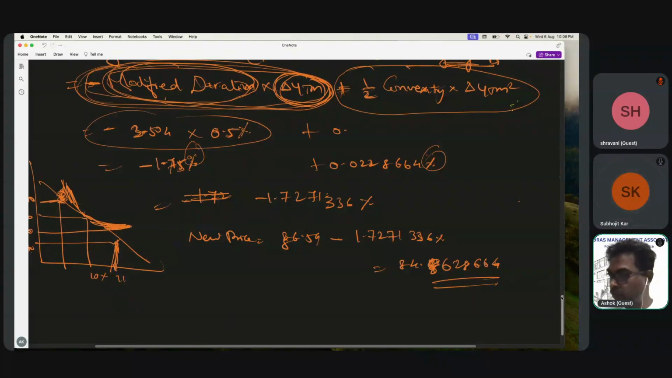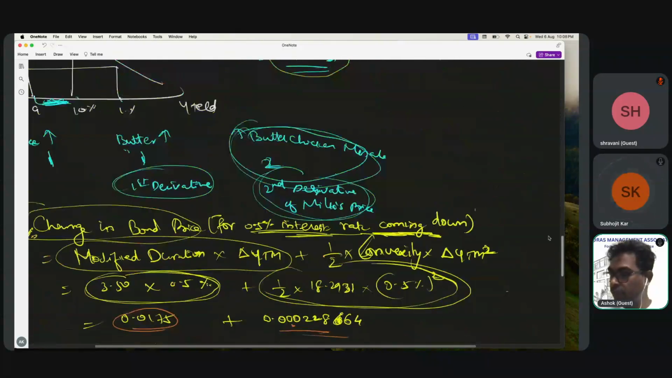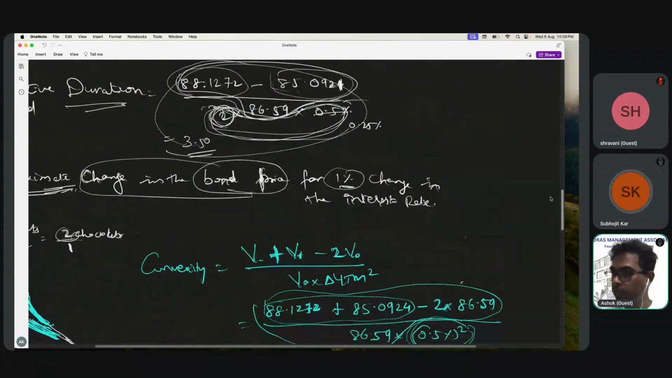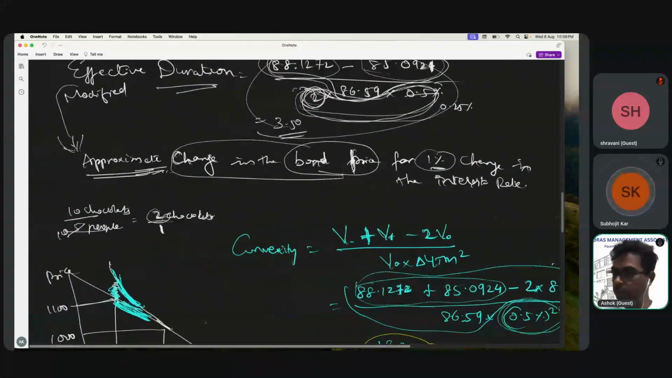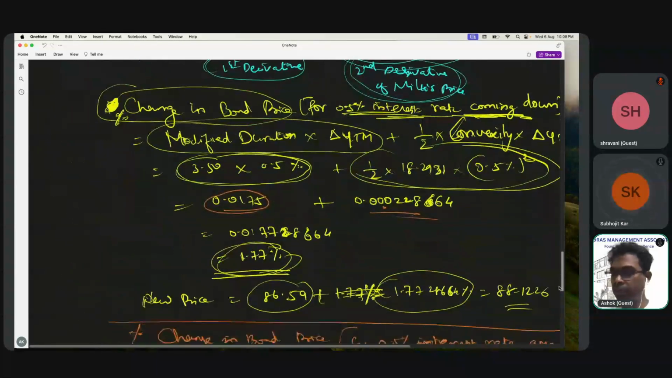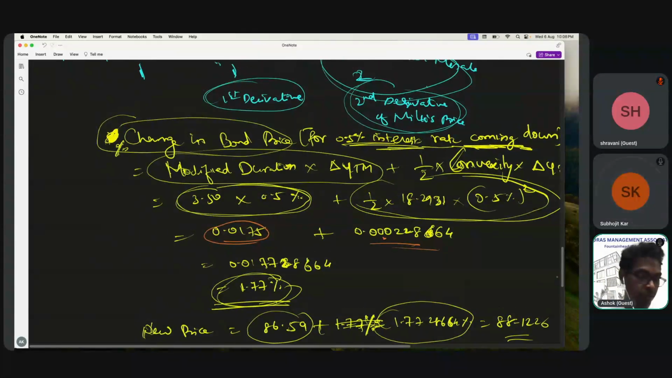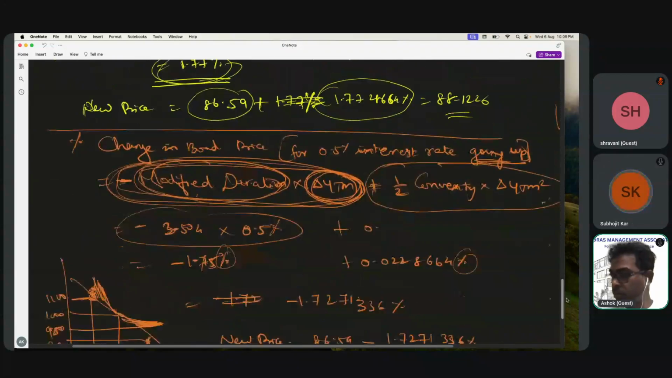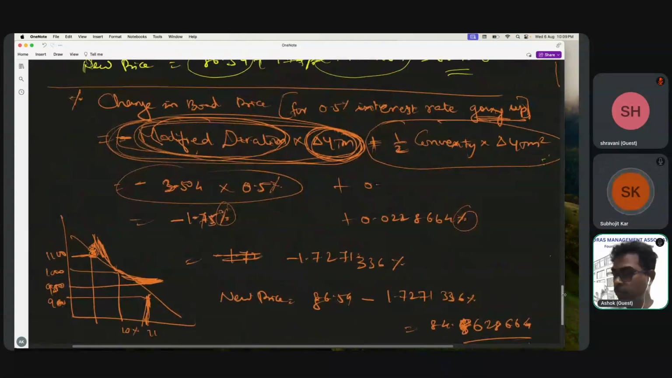Okay. Now, will you be asked to calculate everything from the beginning? No. You will be asked to calculate maybe Macaulay duration, maybe effective duration, maybe convexity, maybe change in bond price, percentage change in bond price. So based on the situation, you have to calculate. So you take a minute, go through all this, and process all this information in your mind, and let me know if you have any question.